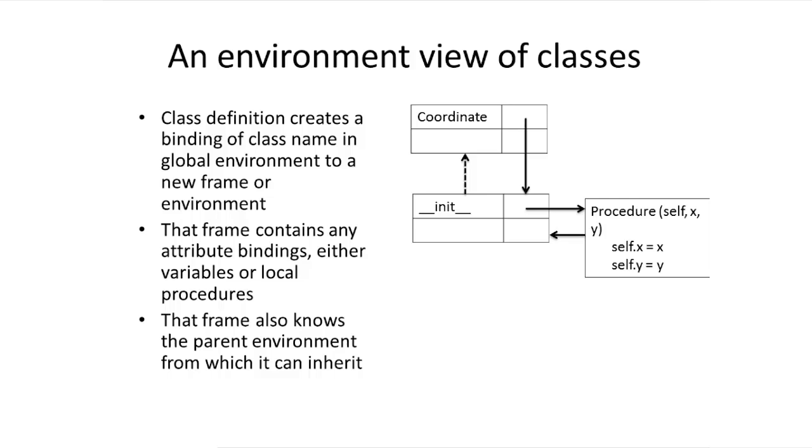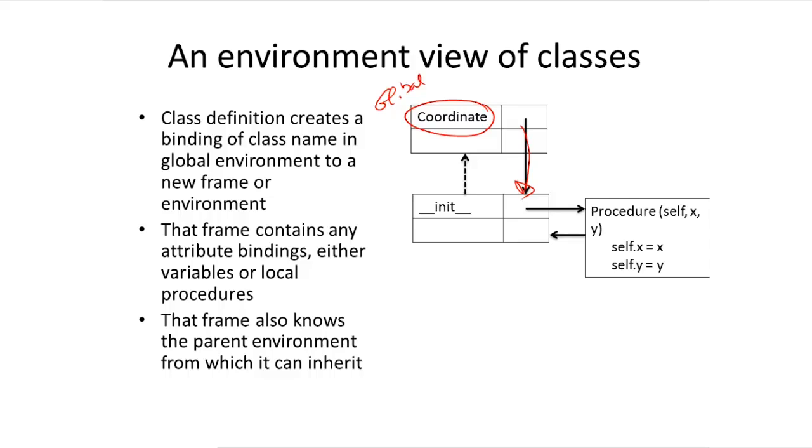When we define a class, we say class, coordinate, some arguments, and then some attributes. What that does is it creates a binding of the class name, in this case coordinate, up in the global environment. This is that big top-level environment to which Python's always talking. It creates a binding of that name to a new frame, right there. So when I do class of something, it creates a new frame. Inside that frame, we bind attributes. So that's where those definitions go.